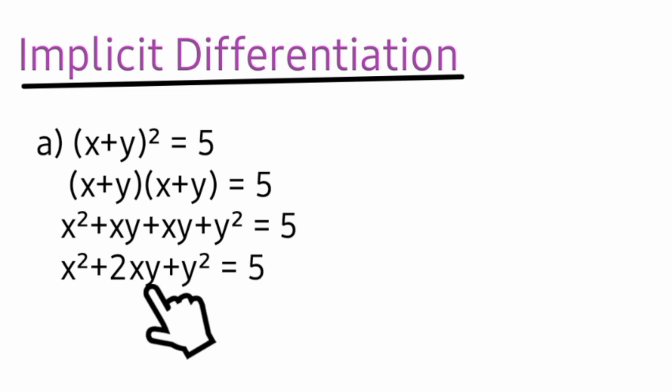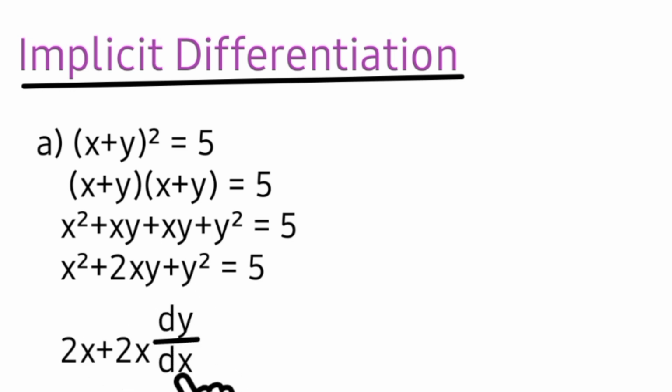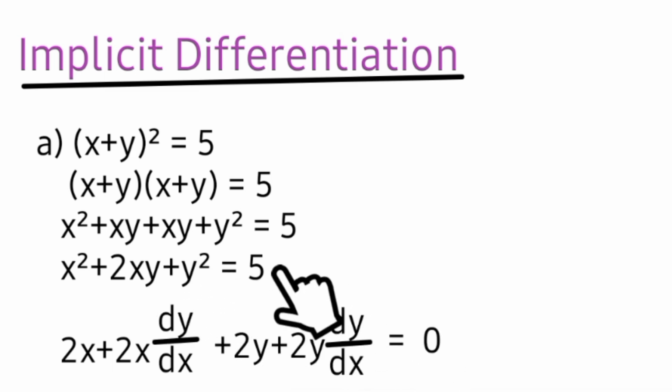Now let's differentiate this implicitly. Differentiating x² gives 2x. Differentiating xy gives x dy/dx plus y, and differentiating y² gives 2y dy/dx. Differentiating 5 gives 0 because the differentiation of a constant is 0. Now we'll collect like terms.